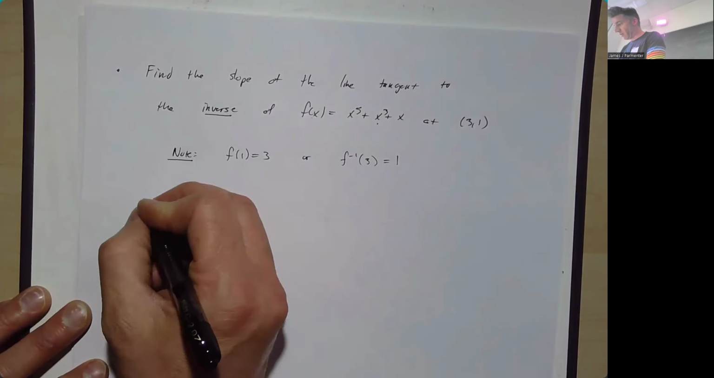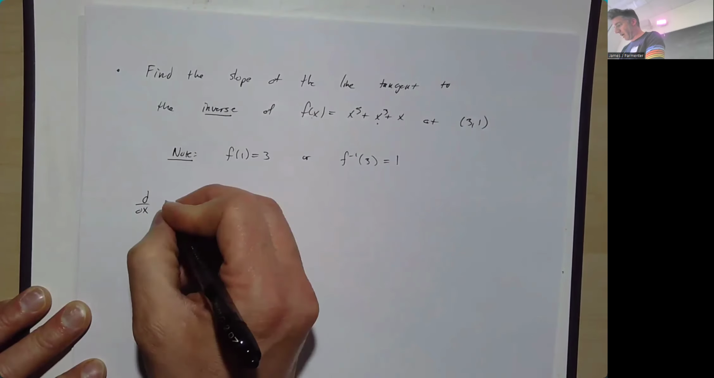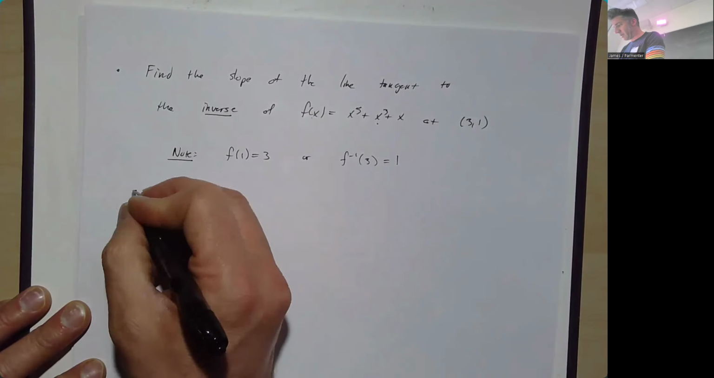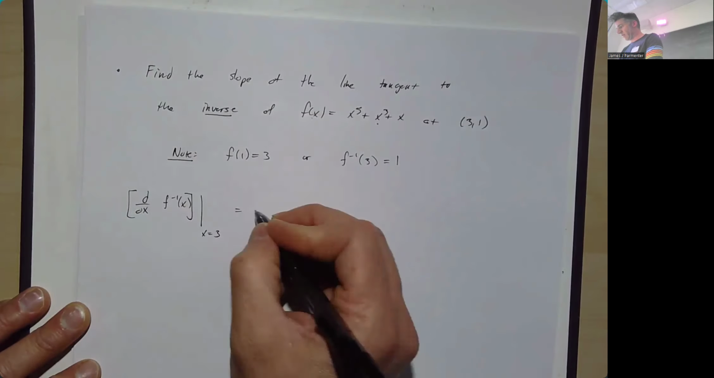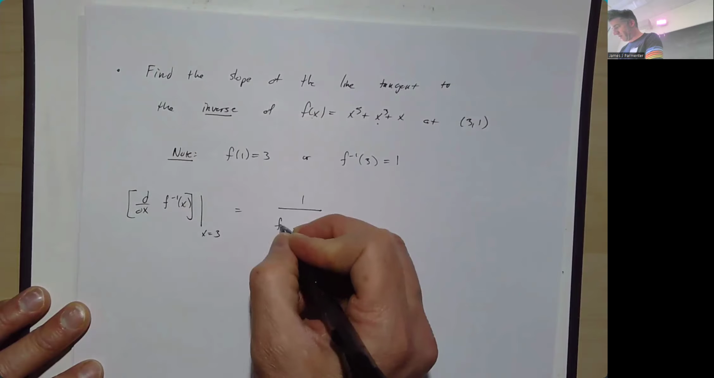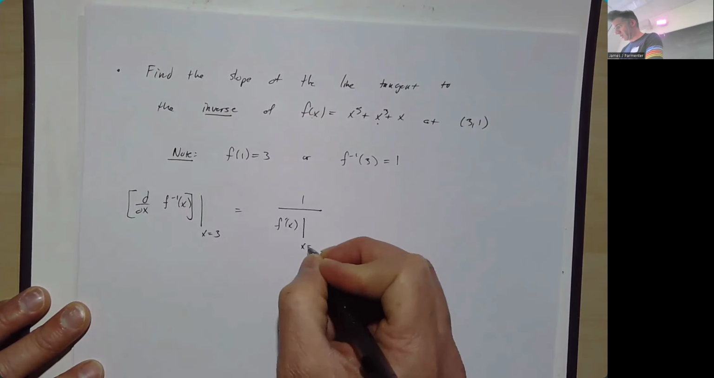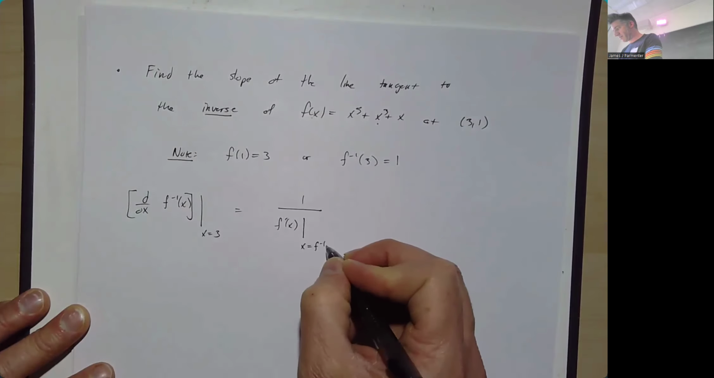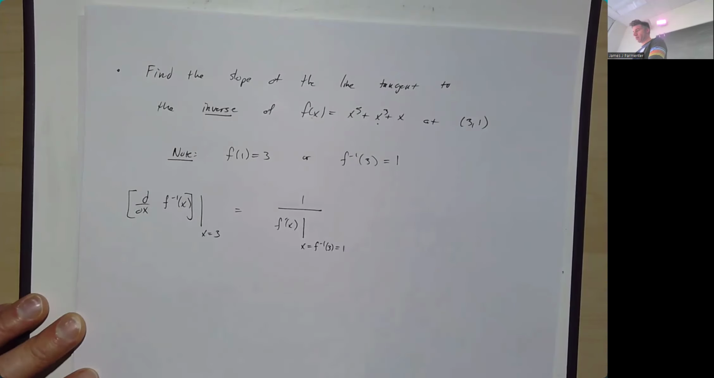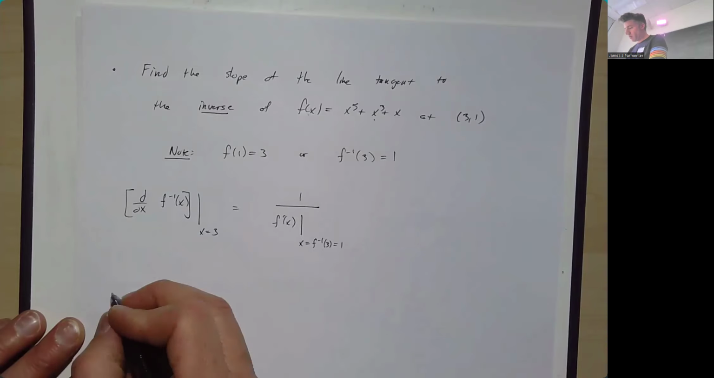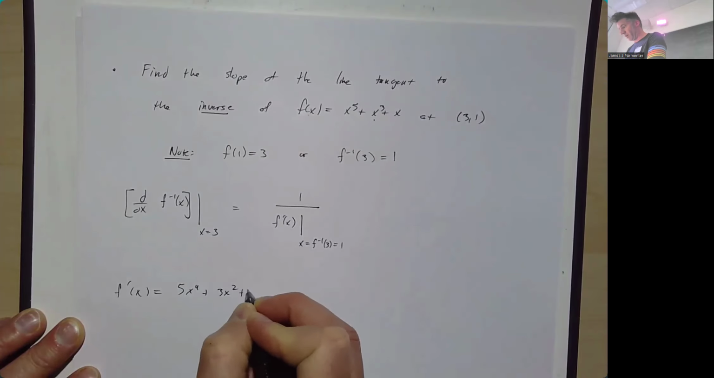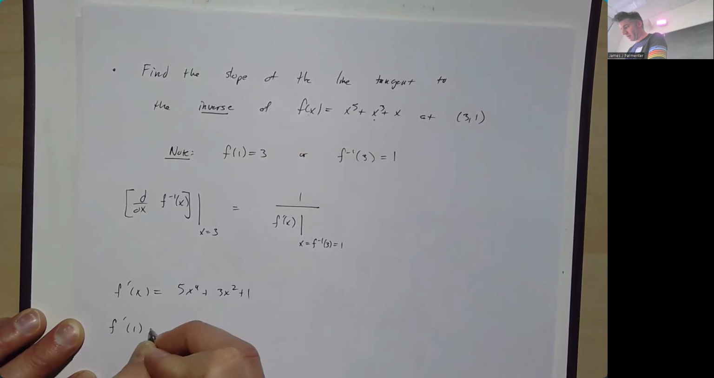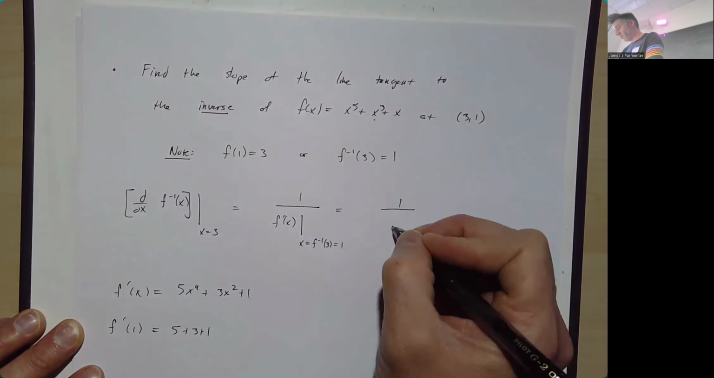So if I want to find the derivative of f inverse of x evaluated at x equal to 3, that's going to be the same as finding 1 over the derivative of f of x evaluated at x equal to f inverse of 3, which is 1. Cool, and now the rest of this is not terrible. The derivative is 5x to the 4th plus 3x squared plus 1. If we plug in 1, we get 5 plus 3 plus 1, which is 9. So this is going to equal 1 over 9.